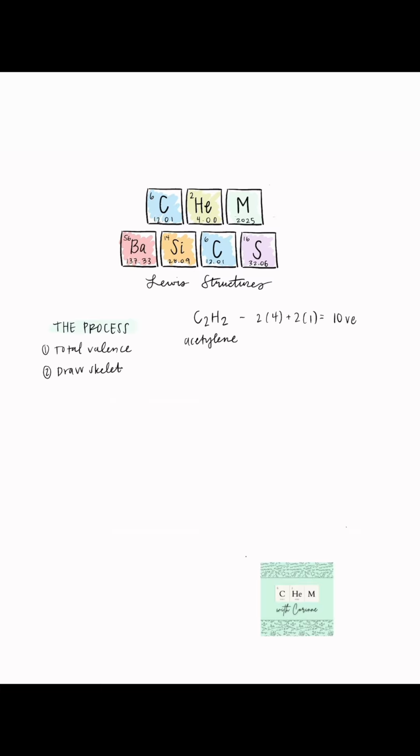Next up, you want to draw the skeleton structure. No, I'm not talking about a spooky skeleton. Instead, you want to kind of predict how these elements come together. So decide what is your central atom. In this case, it's going to be carbon. If there's carbon in there, it's probably going to be your central atom because it can have 4 bonds. And determining that central atom can be pretty tricky, but I'll talk more about that at the end of this video.